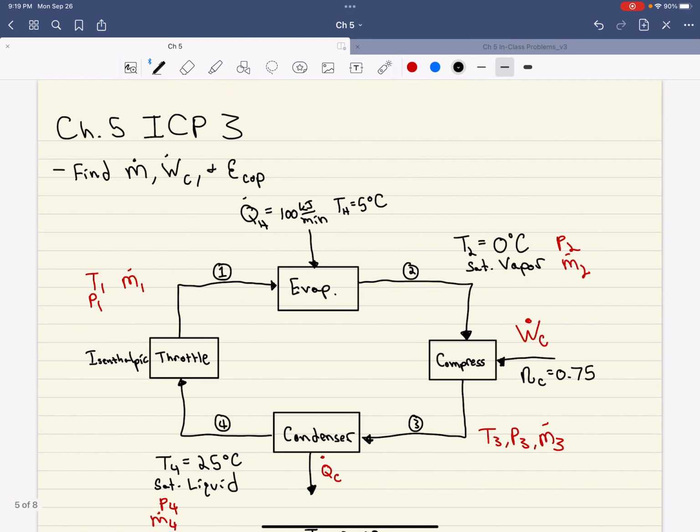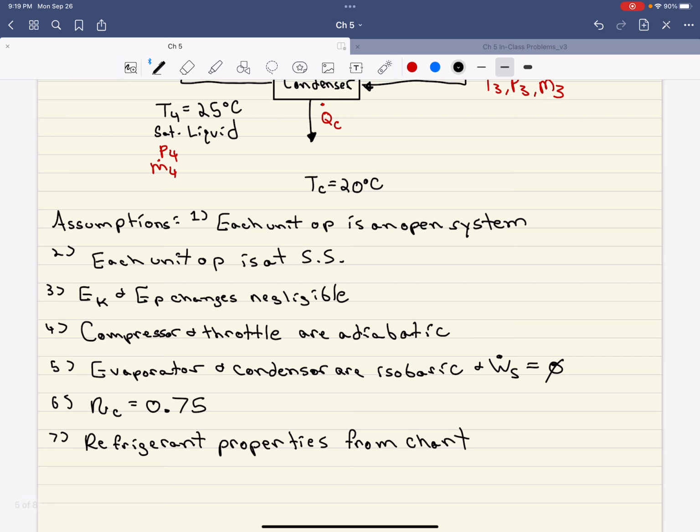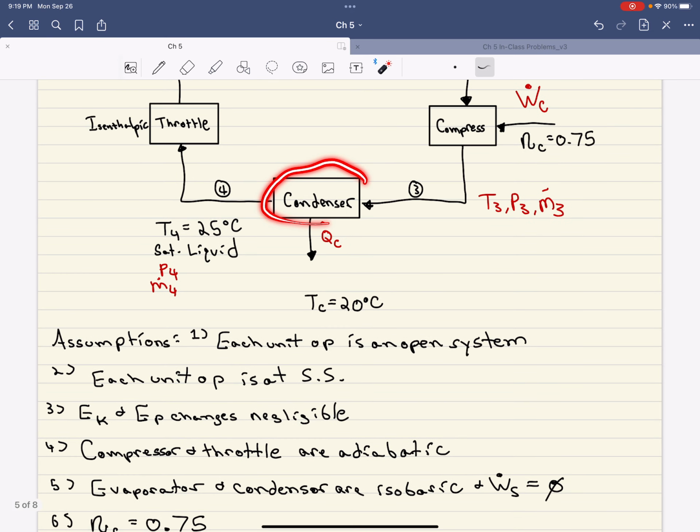Well, if we look back at our assumptions, one of the things we assumed is that the condenser is isobaric. That is, as a stream goes in and a stream goes out, the pressure is not going to change. And so we were able to figure out what P4 is. And so for this condenser, if we know P4, that means we could figure out what P3 is.